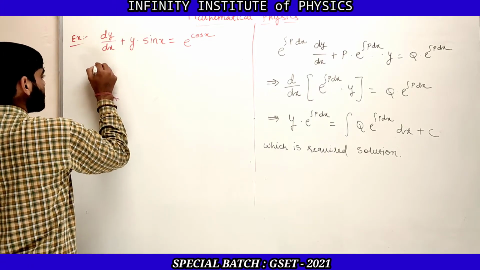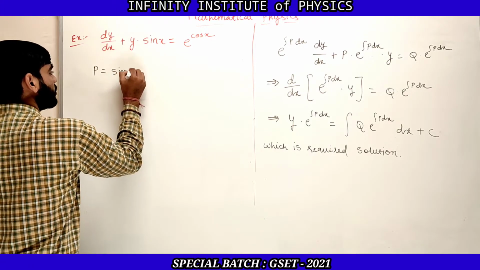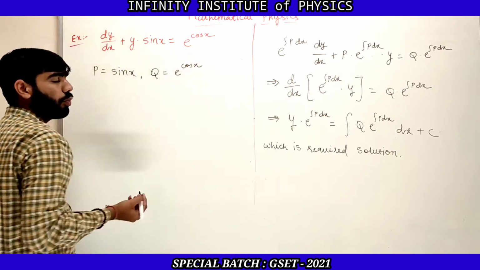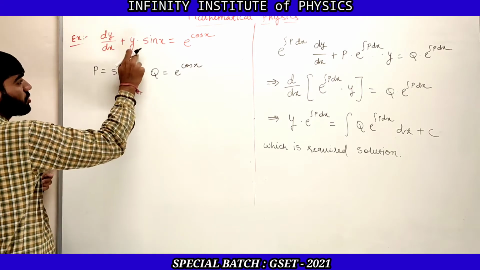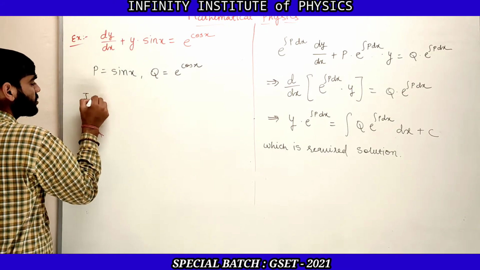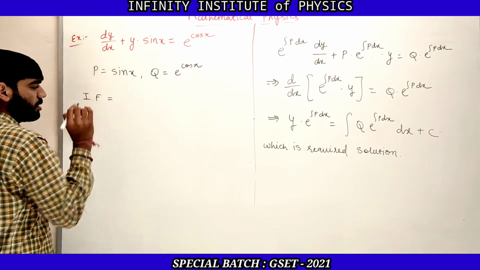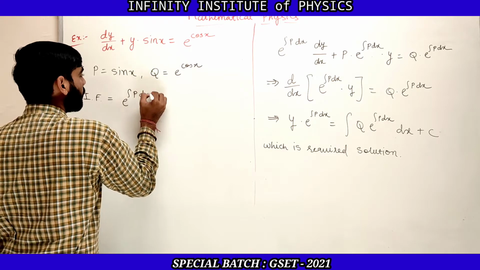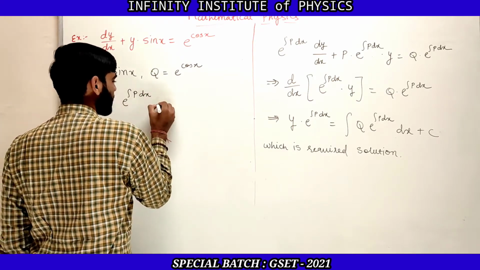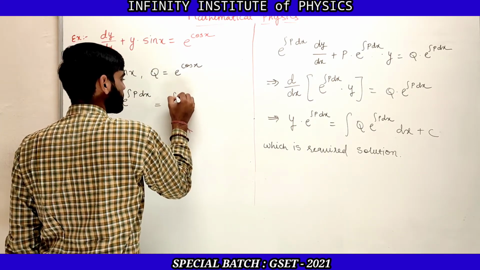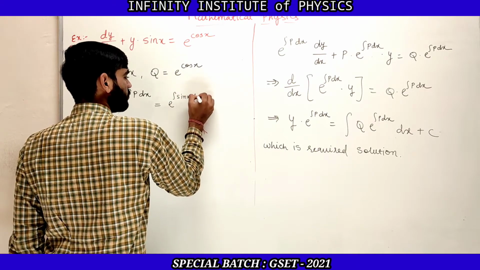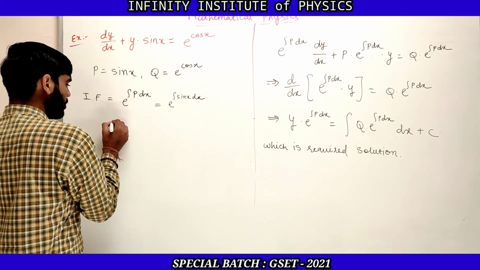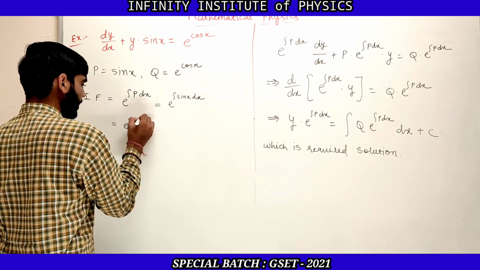So let us mention that p is equal to sin x, q is equal to e raised to cos x. Now let us find the solution. First of all we need to find the integrating factor. So the integrating factor will be e raised to integration p dx. Now p is sin x, so it is e raised to integration sin x dx. And we know that the integration of sin x is minus cos x, so it is e raised to minus cos x.